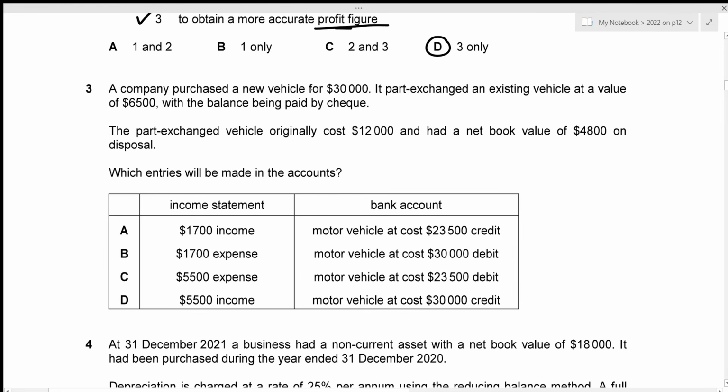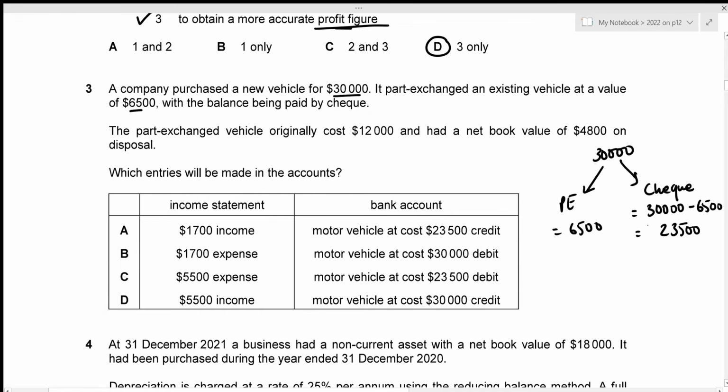A company purchased a new vehicle for 30,000. So this is the cost. It part exchanged an existing vehicle at a value of 6,500 with the balance being paid by check. So out of 30,000, part exchange value is of 6,500 and the remaining value is paid by check. Let's figure out the remaining value. That's 30,000 minus 6,500. Which results in 23,500.